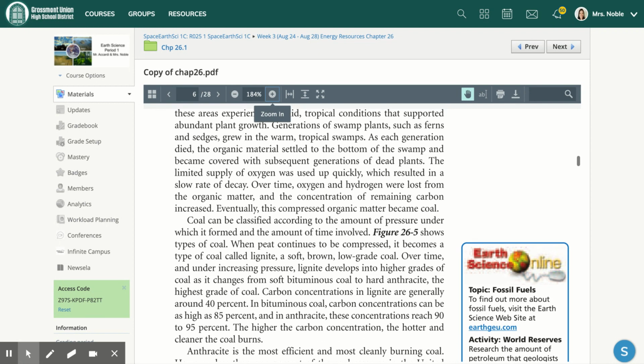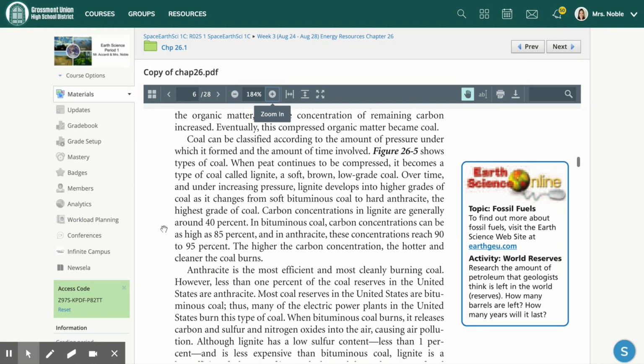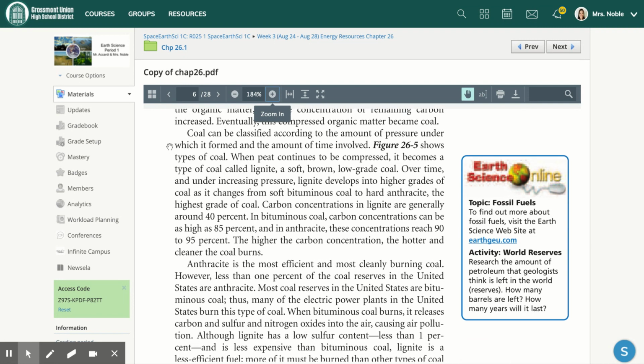Over time, oxygen and hydrogen were lost from the organic material, and the concentration of remaining carbon increased. Eventually, this compressed organic matter became coal. Coal can be classified according to the amount of pressure under which it is formed and the amount of time involved. Figure 26.5 shows types of coal. When peat continues to be compressed, it becomes a type of coal called lignite, a soft brown, low-grade coal.